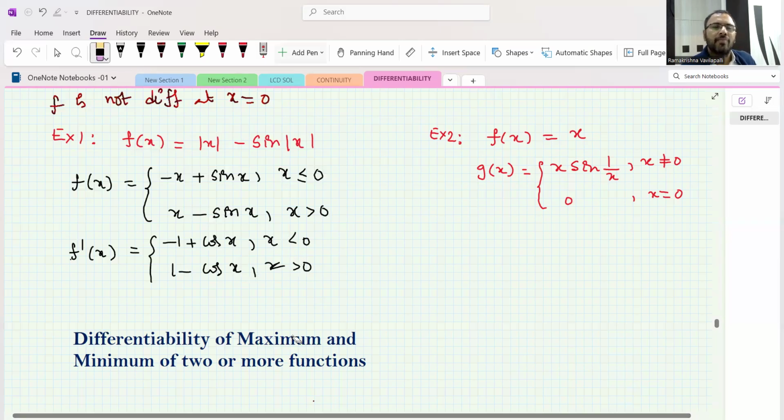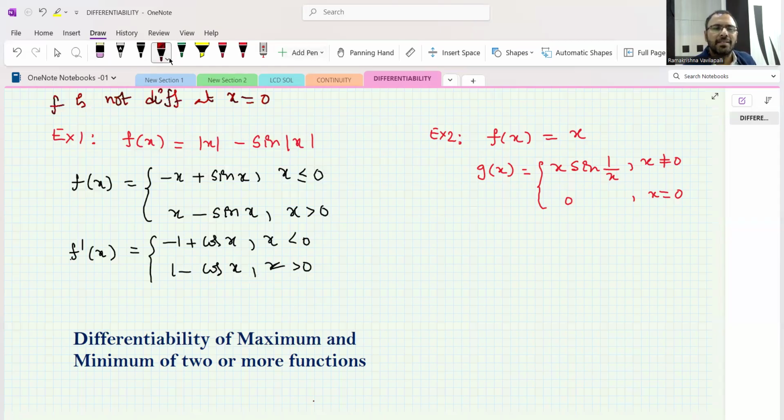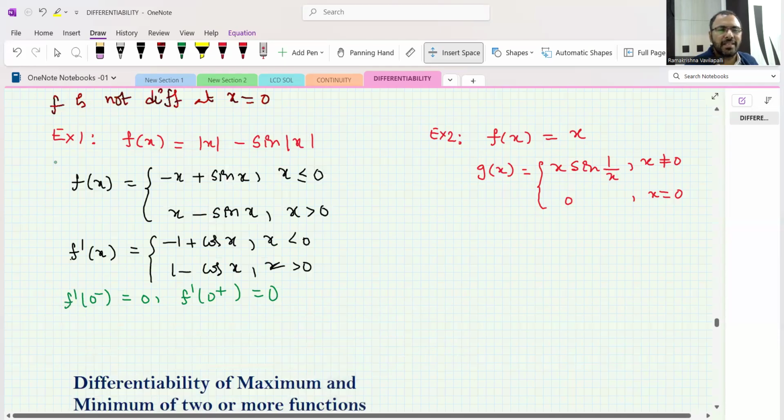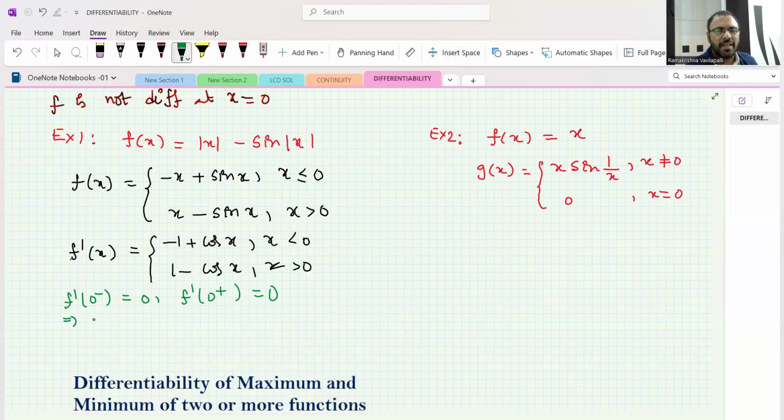Now you clearly observe the left hand derivative and right hand derivative at 0. Here you see that f dash of 0 minus is equal to 0, and f dash of 0 plus is also 0. Wow, nice. So here we got that the difference of these two functions is differentiable, which implies f is differentiable at 0.